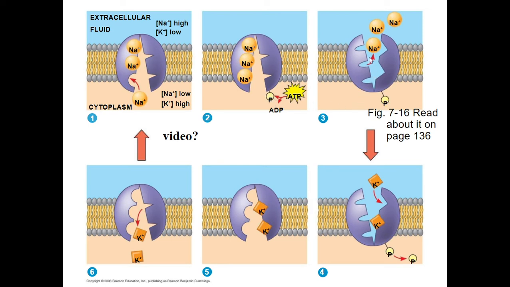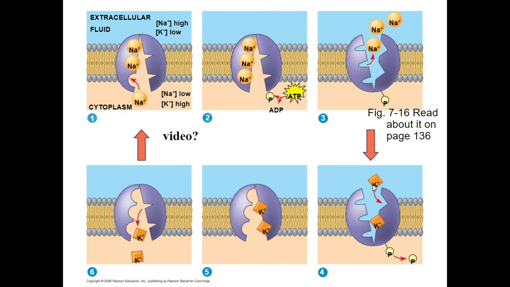we'll see that this will pop open towards the outside of the cell. And again, because particles will move randomly, even though this is a low concentration and a high concentration of sodium, they'll move randomly and they'll find their way out of our protein.